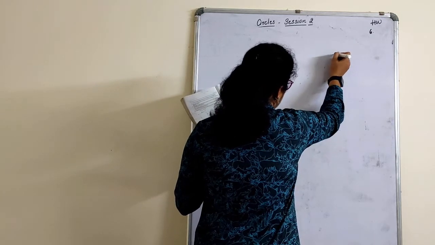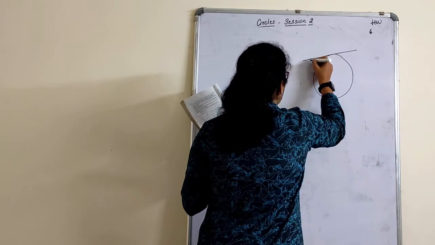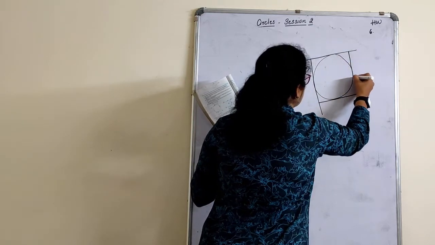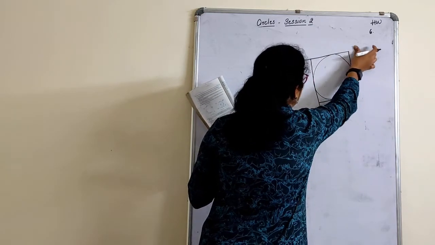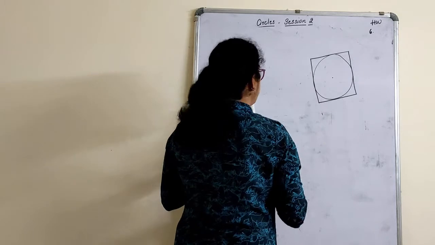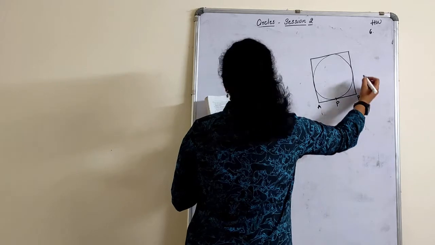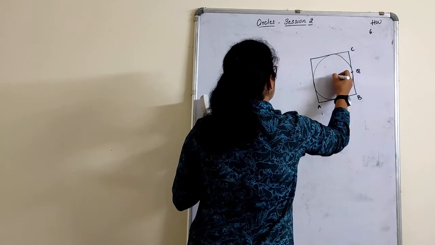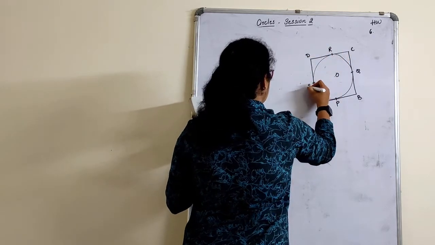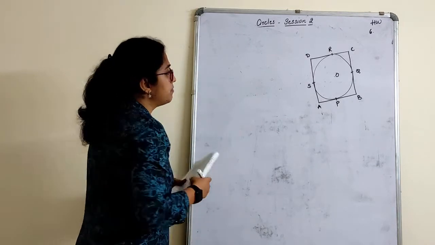So first what we will do here, the easy thing, is draw a circle. To this we will adjust and draw a quadrilateral, and rub the remaining sides, whatever extra we have got. O is the center, they have not mentioned it. So this is A, P, B, Q, C, R, D and S. We have to prove that AB plus CD is equal to AD plus BC.